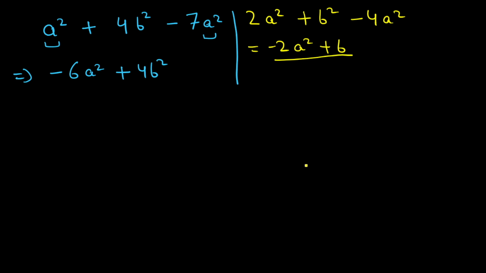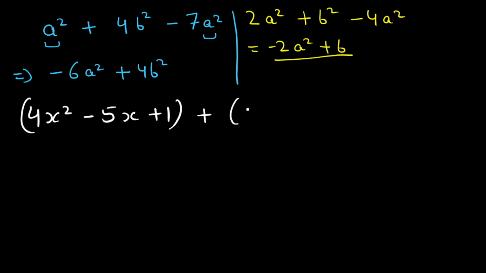Okay, so let's take a look at the addition and subtraction of multiple polynomials together. So we have 4x squared minus 5x plus 1. This is in one parenthesis, and then we are doing the addition with this set of polynomials, 3x squared minus 8x minus 9.